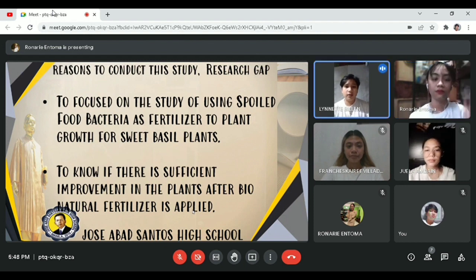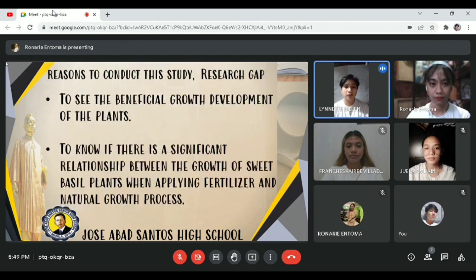For the reasons to conduct this study, first, to focus on the studies of using spoiled food bacteria as fertilizer to plant growth for sweet basil plants. Second, to know if there's sufficient improvement in the plants after bio-natural fertilizer is applied. Third, to see the beneficial growth development of the plants. And last but not the least, to know if there is a significant relationship between the growth of sweet basil plant when applying fertilizer and natural growth process.